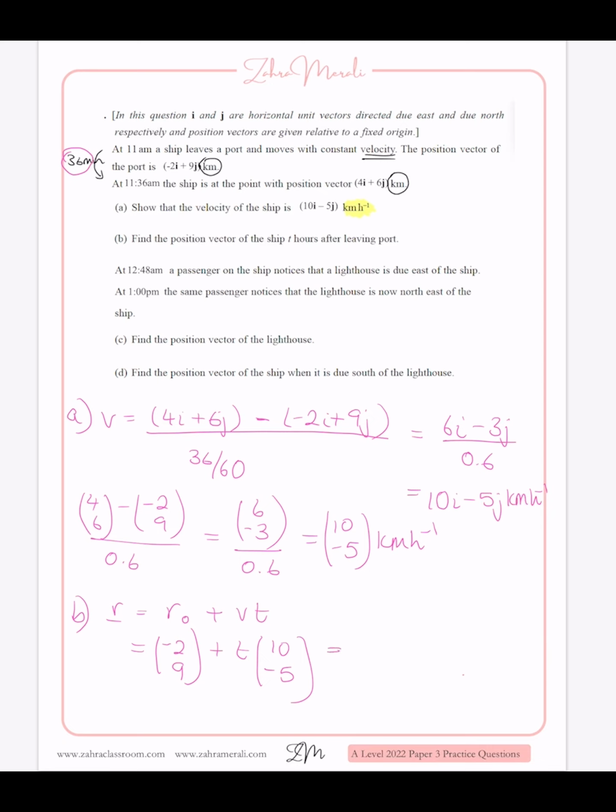Now, what I would always do at this point, you could have left it like that, is write your solution and put your i's together and your j's together. That's putting it in column vector form. You can also write it as minus 2 plus 10t i, 9 minus 5t j. Preference is yours, however you've learnt it and whatever you find easiest.